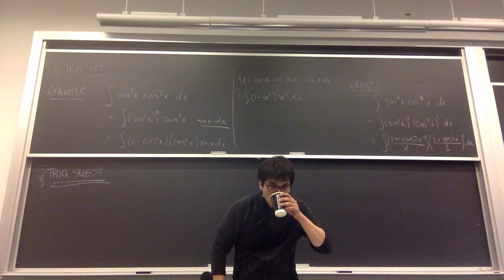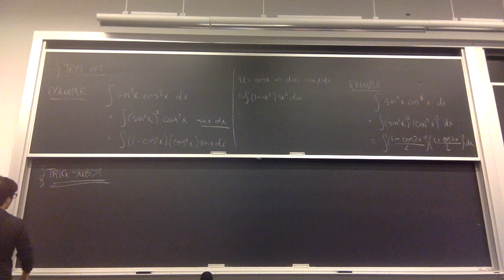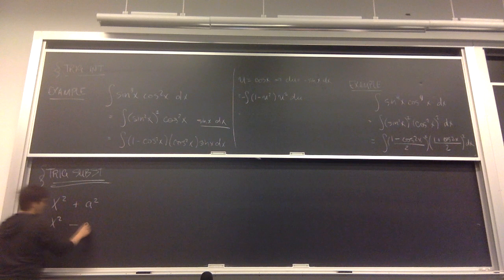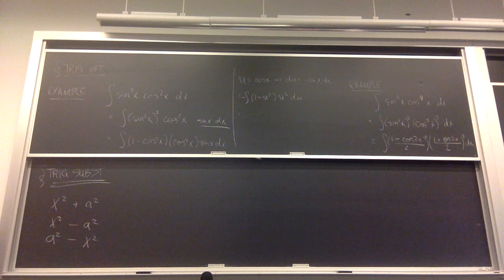Now, these trig substitutions, this is a technique for dealing with the following forms: x squared plus a squared, x squared minus a squared, a squared minus x squared. That is to say, it's a technique for dealing with sums or differences of squares where we assume that one of them is the unknown. So like this is unknown and the a is constant.